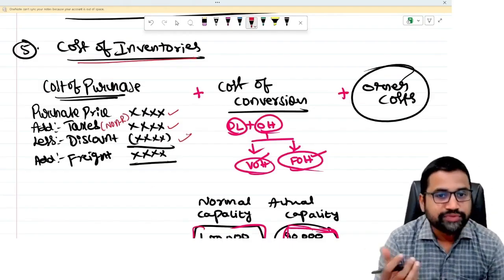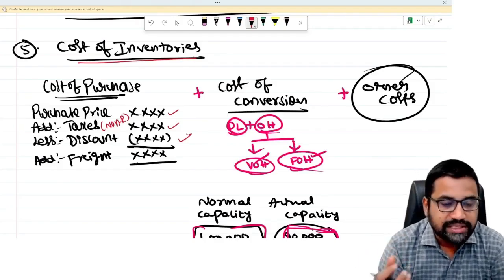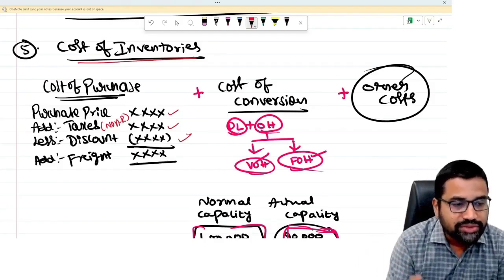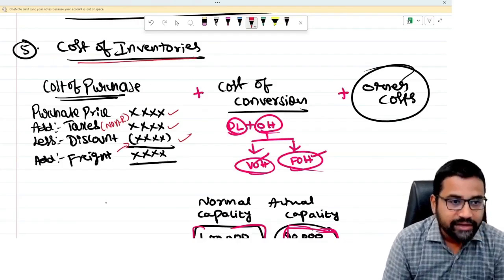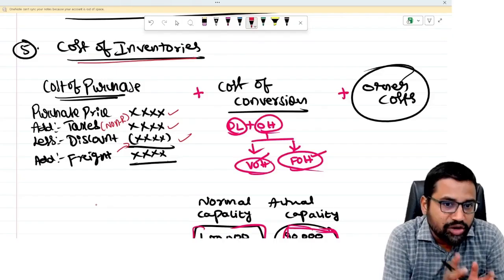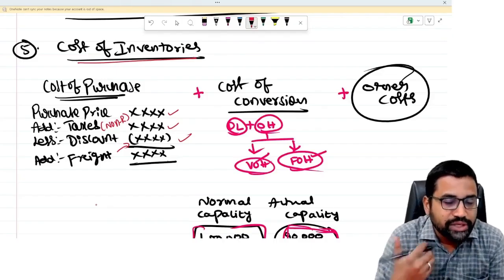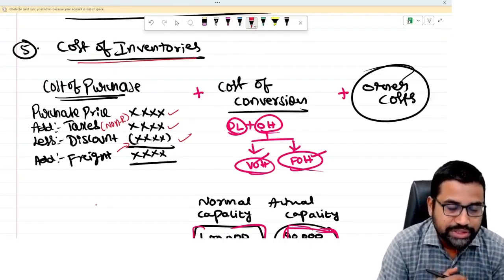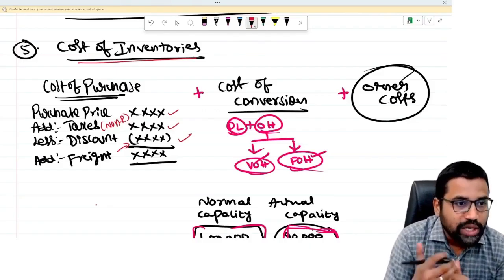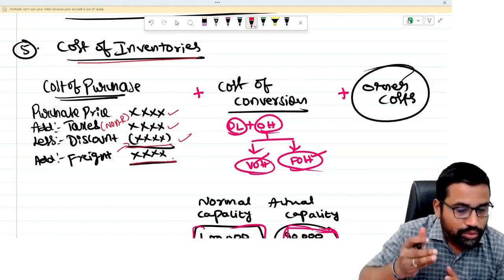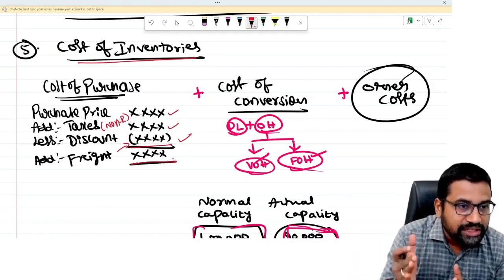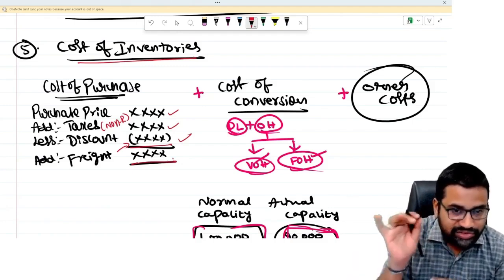And discount. Suppose when I purchase any raw material, the supplier may give some discount to me. So that discount I have to deduct. And then any freight, insurance, add, because to bring this raw material to the factory I have to incur some freight cost, transportation cost, insurance. Any local taxes I paid, all those things. Then you will get what? Cost of purchase. So in the process of determining the cost of inventories, the first thing is cost of purchase.